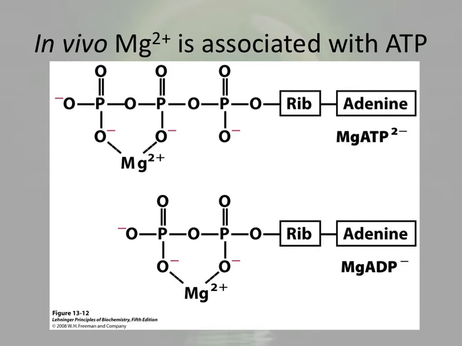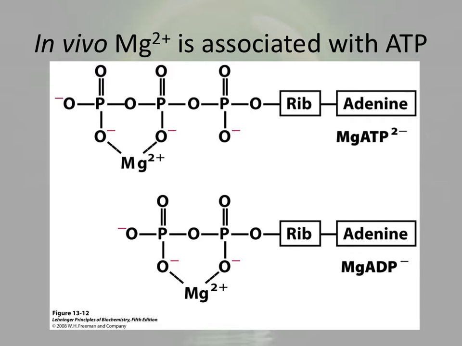Okay. In vivo, magnesium will be associated with ATP. So that's just to show you what it looks like. It's one of the reasons why you almost always know that if there's phosphorylation occurring at any point in time, you're going to have magnesium around with it.